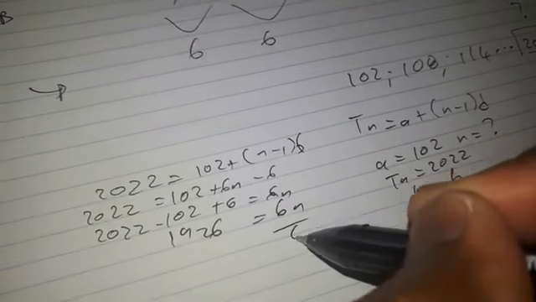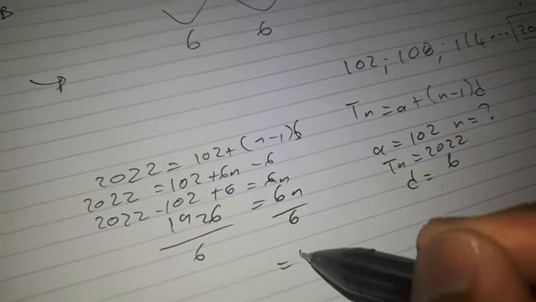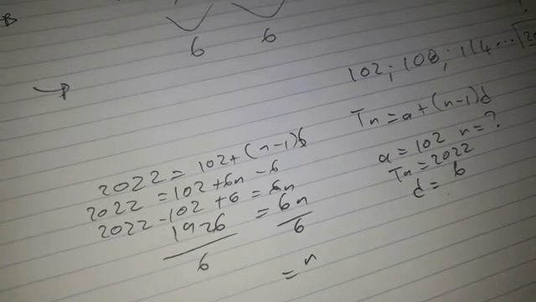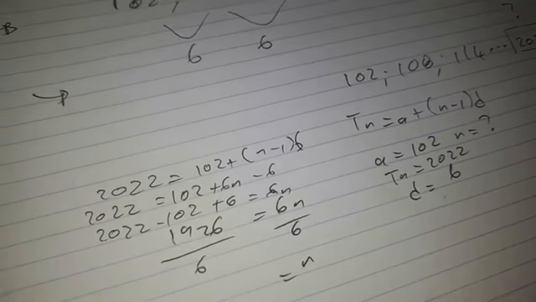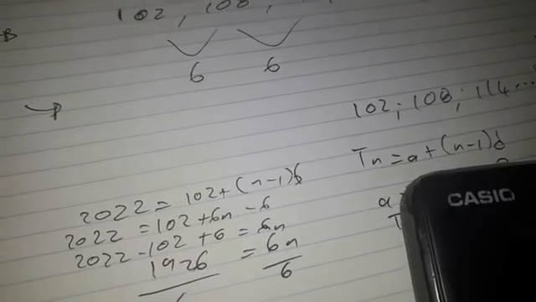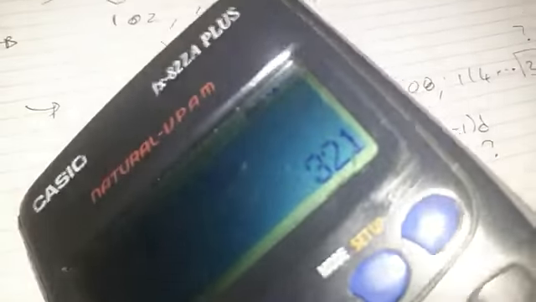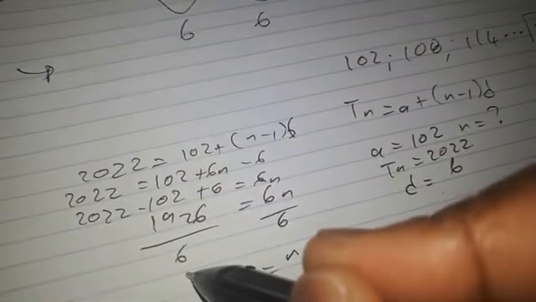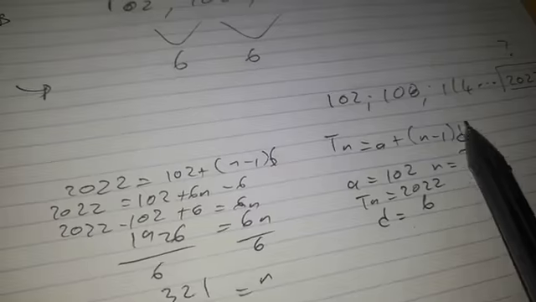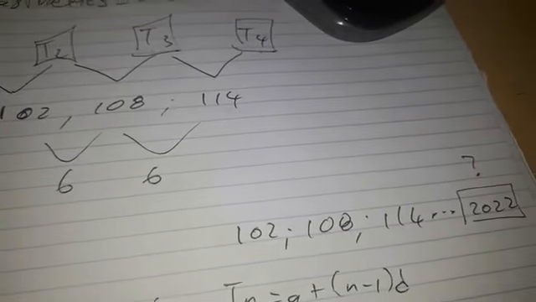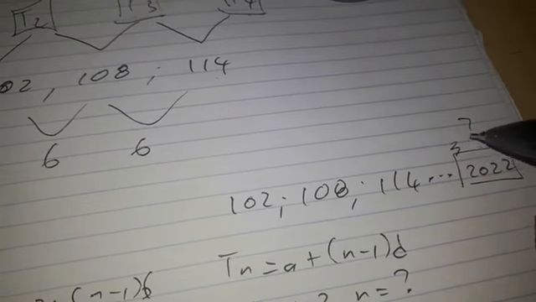And then here we're dividing by 6. So this here divided by 6. Let's see what our value for n is. Our value for n is clearly going to be 321.